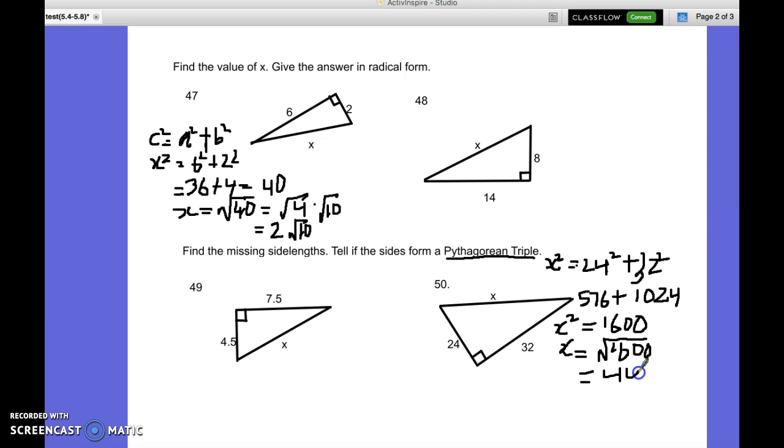And so the 3 sides of the triangle would be 24, 32, and 40. Would those form a Pythagorean triple? Yes, because they're all whole numbers. So yes to the triple here. No to the triple here, but you could find the third side here. You'd have to use your calculator.